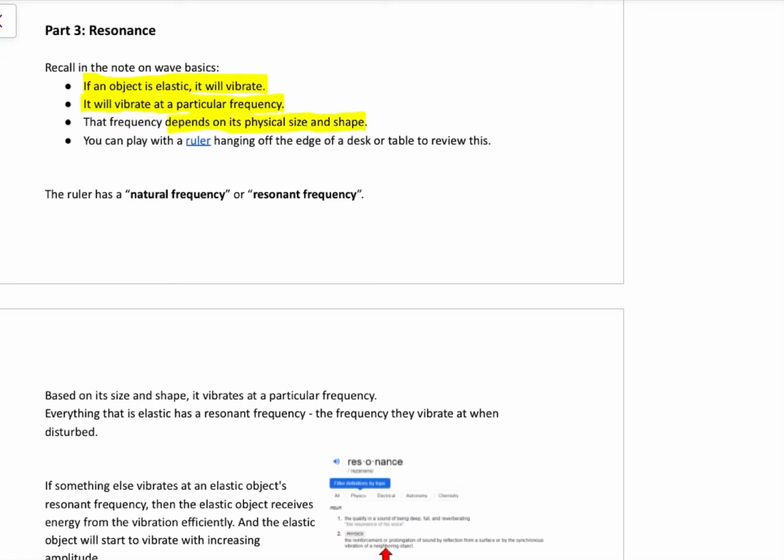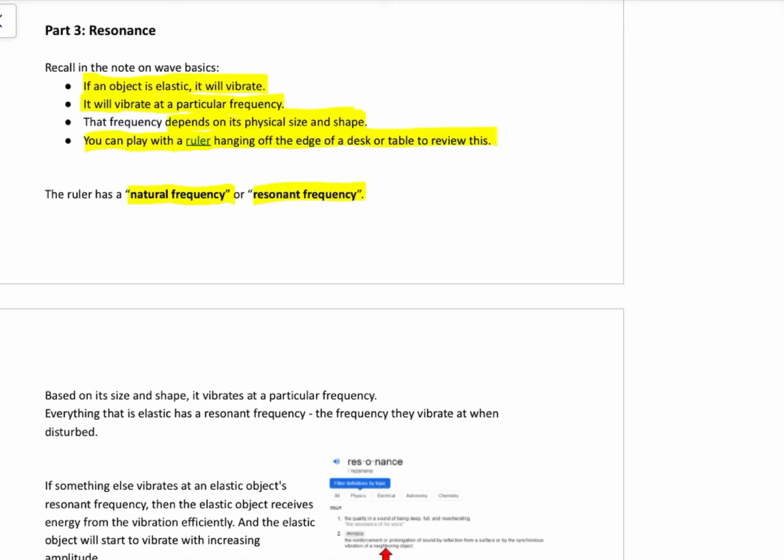So if you didn't do it, go get your ruler back out and play with your ruler. If you've got the ruler hung in a particular orientation, it's always going to sound the same way. Unless you change the ruler, how much is hanging over the edge, where you're holding it, it'll always vibrate at a particular frequency. That particular frequency that depends on its size and shape and the physical properties of it, that's called its natural frequency. Sometimes it's called the resonant frequency.